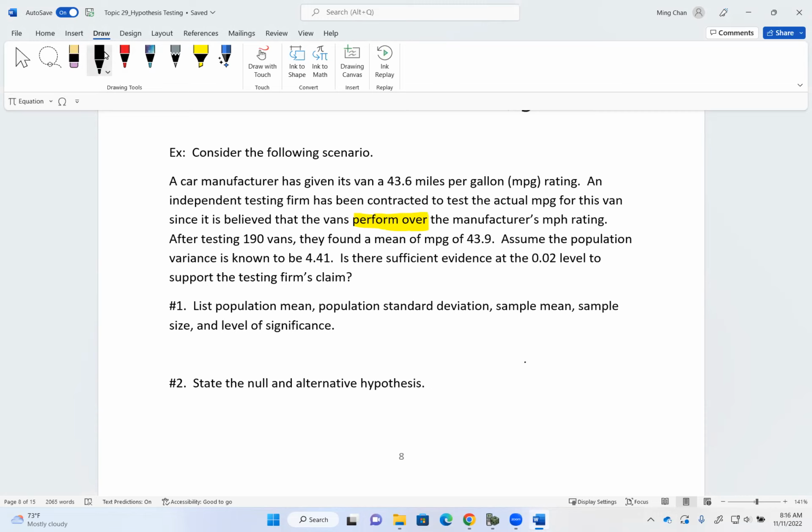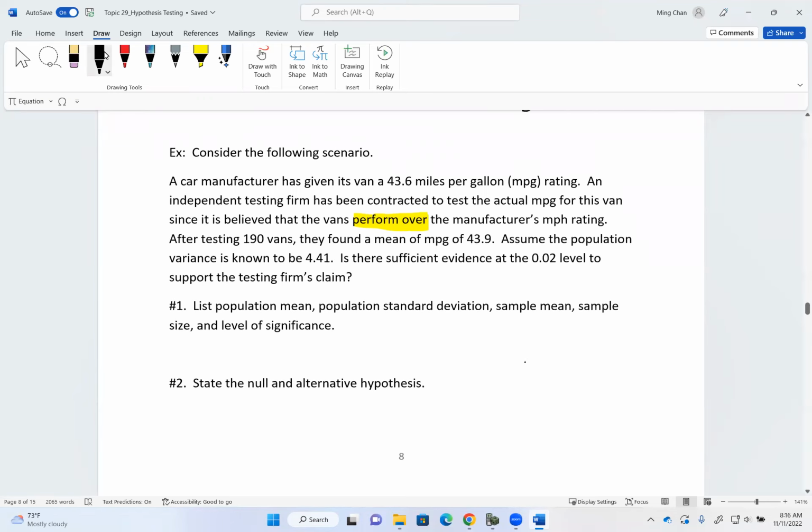Assume the population variance is known to be 4. That's a little bit tricky because I need the population standard deviation in my computation, so we'll convert it in a little bit. Is there sufficient evidence at the 0.02 level to support the testing firm's claim?